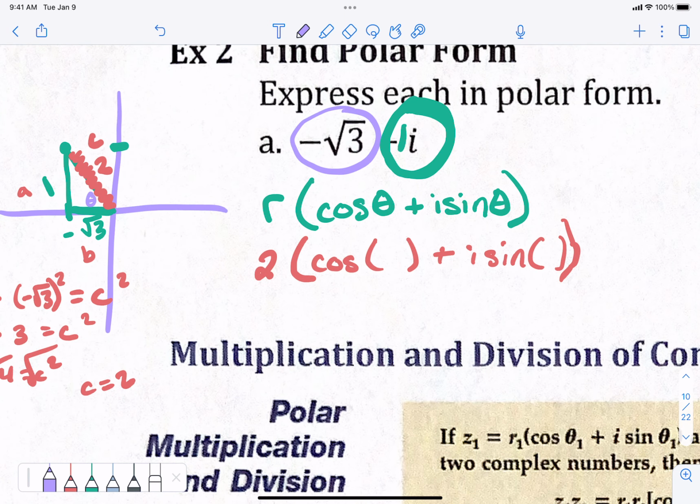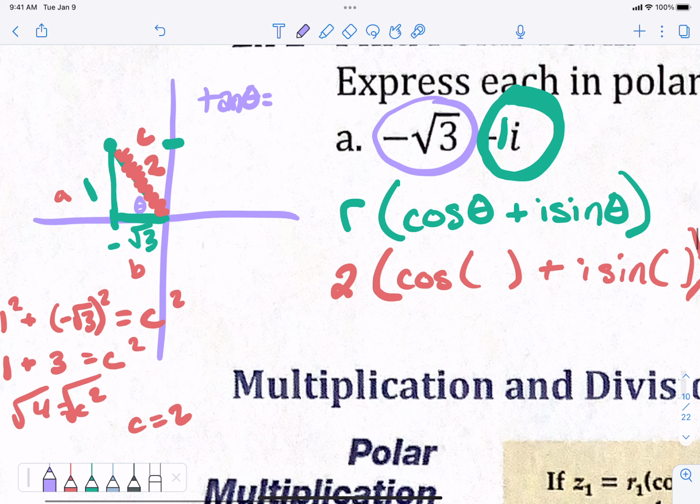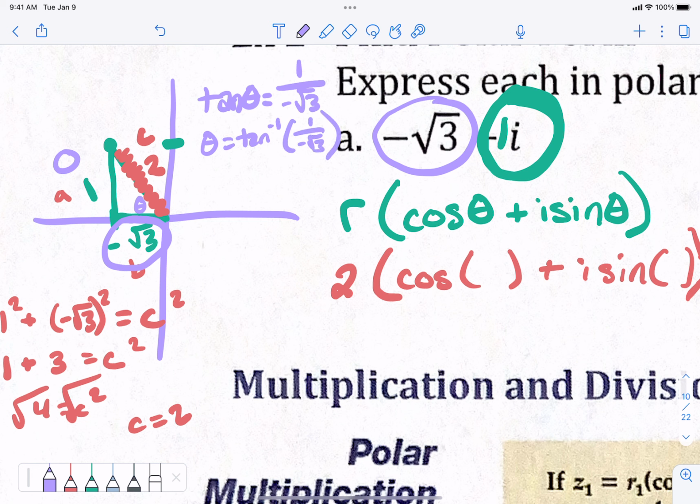So let's do tangent. Tangent of theta equals opposite over adjacent. Which one's the opposite? 1. So we'll do 1 over the square root of 3. Adjacent is negative square root of 3. Then we do inverse tangent. So theta equals inverse tangent of 1 over negative square root of 3. Do that in your calculator and see what you get.